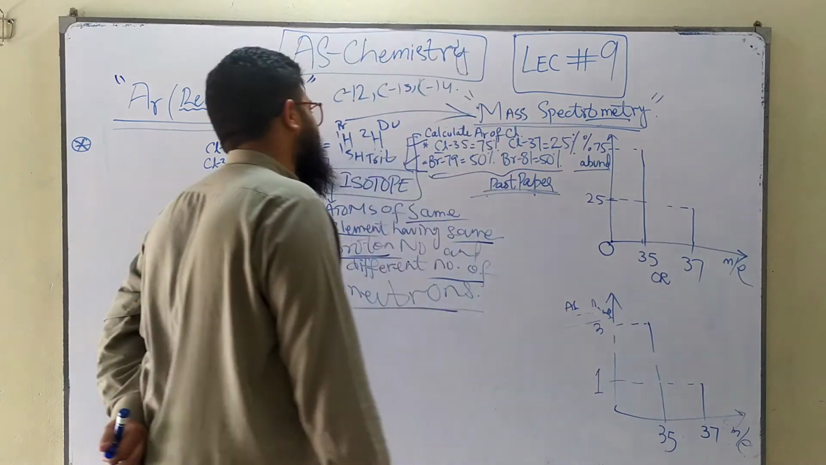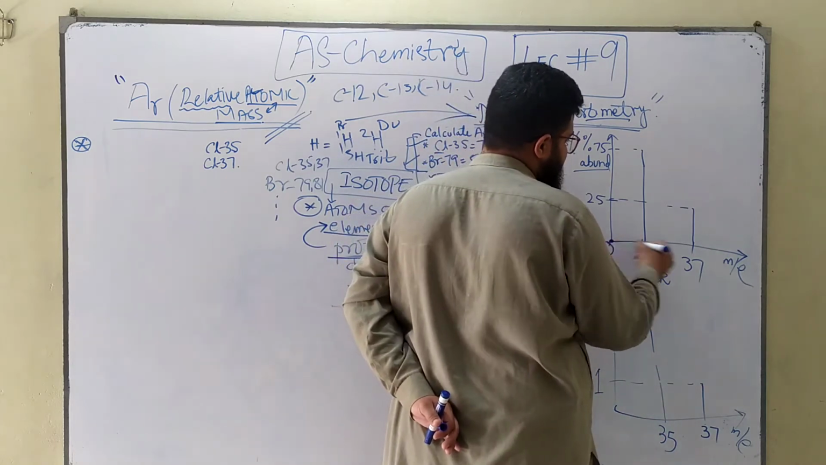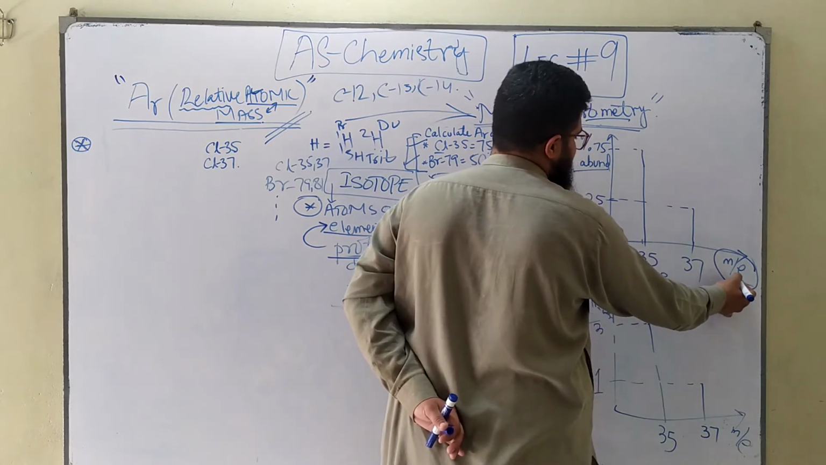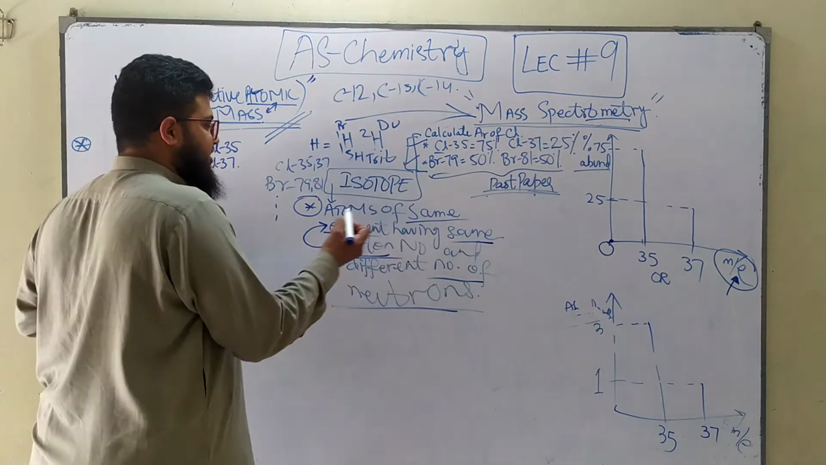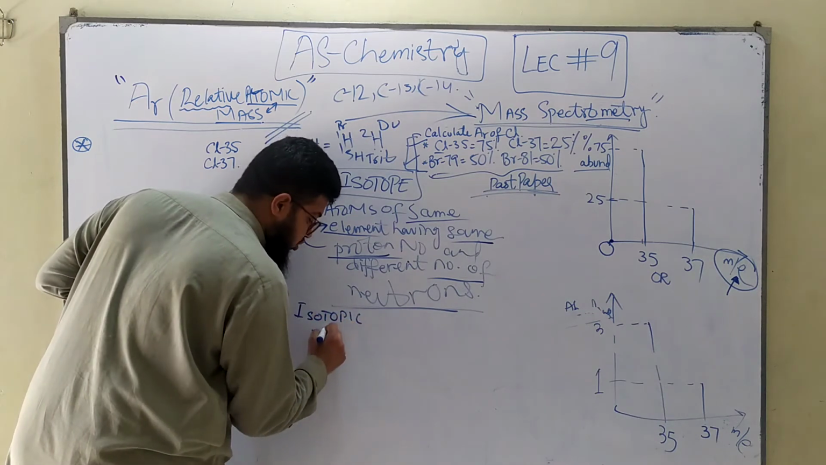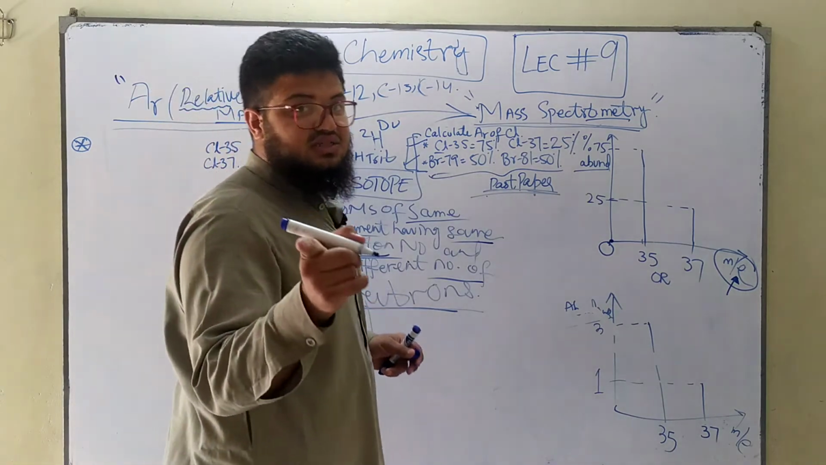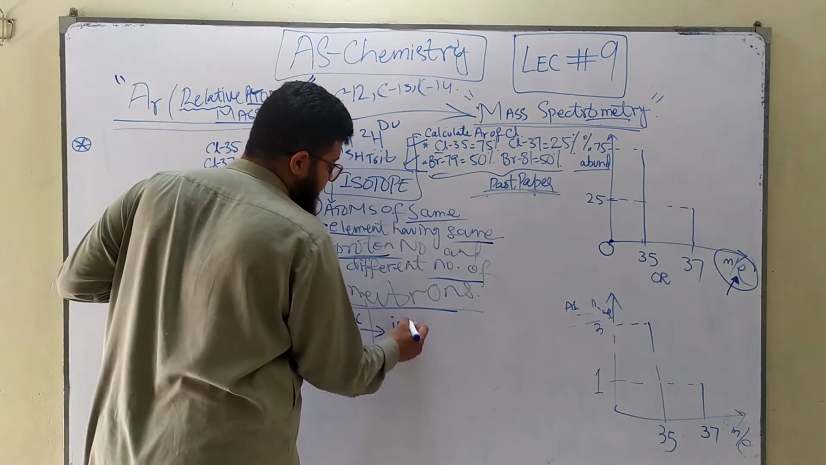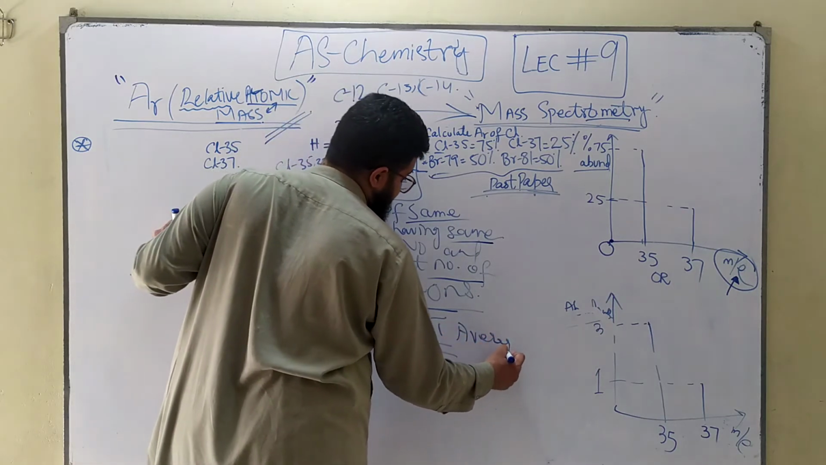I'll take the example of chlorine and explain the methodology of calculating the relative atomic mass. On the x-axis you've got mass to charge ratio, which is basically the isotopic mass of that particular element. Isotopic mass is the second definition that you should know. What does isotopic mass mean? Isotopic mass is not an average, it's not weighted. Please write this down somewhere: isotopic mass is not the average weighted mass, but rather the actual mass of that particular isotope.